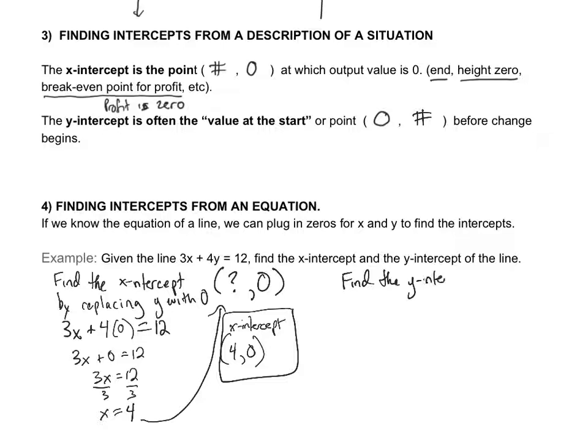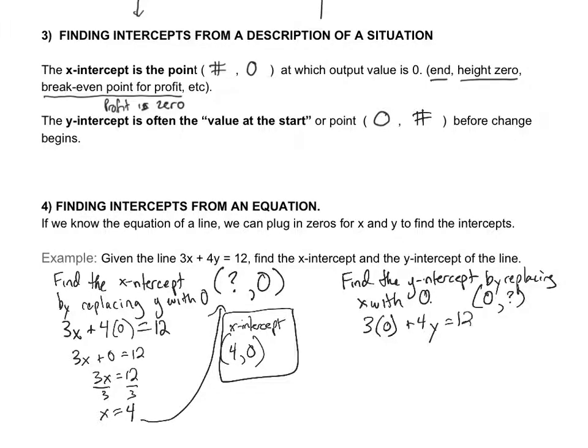And I can do exactly the same approach to find the y-intercept. And I can do that by replacing x with 0 because I know the y-intercept is always a 0 in the x value, and I don't know what it is in the y value. So I rewrite the equation that I started with, but where there was an x, I'm going to use a 0.